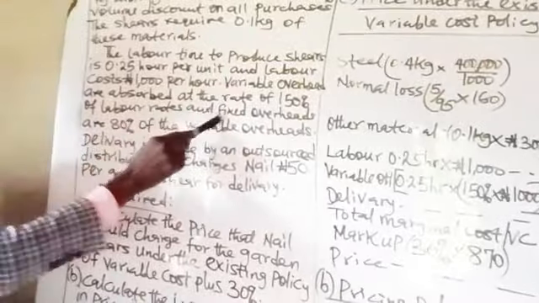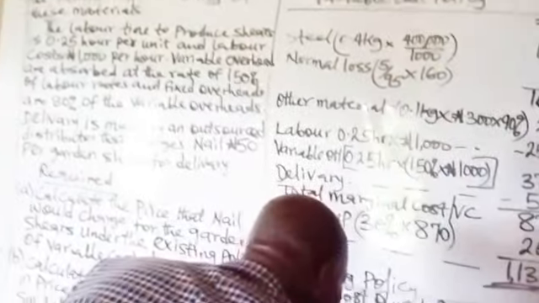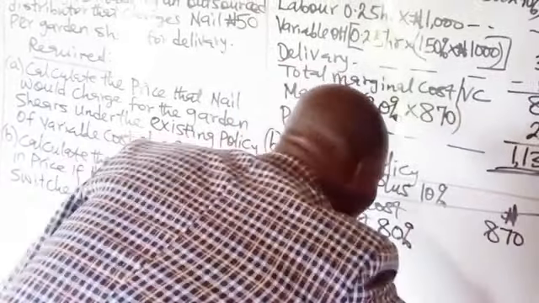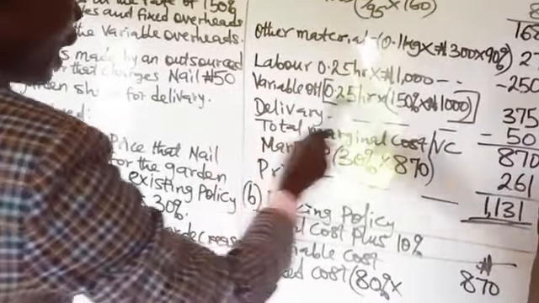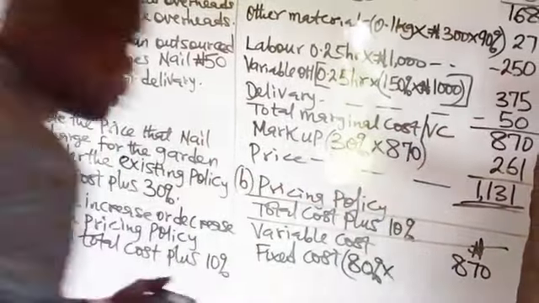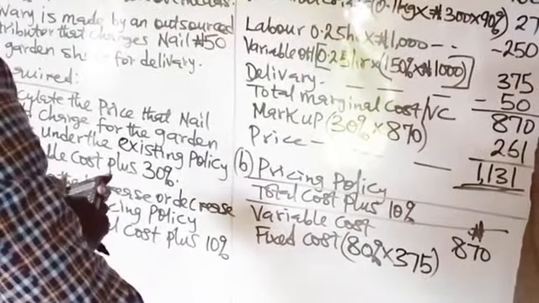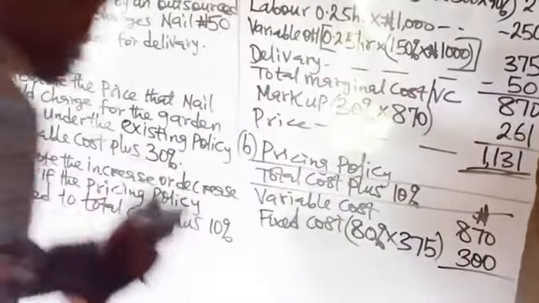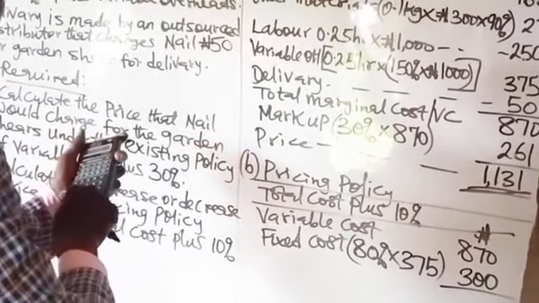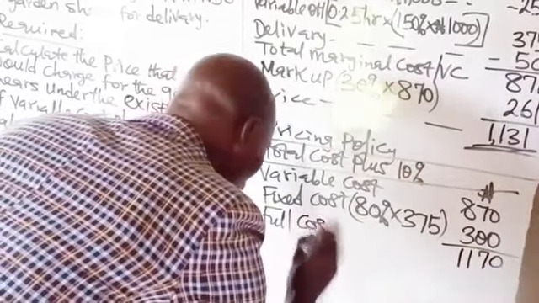How much is the fixed cost? Back to the question: fixed overheads are 80% of variable overheads. We calculated variable overheads as 375. 80% of 375 gives us 300. That means the fixed overhead absorbed is 300. 300 plus 870 gives the full cost of 1,170. Full cost or total cost.